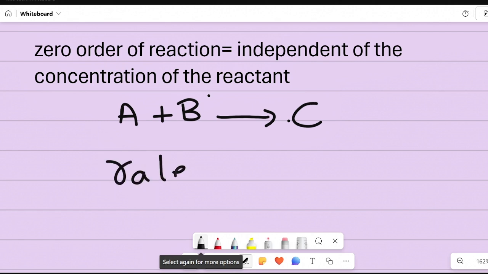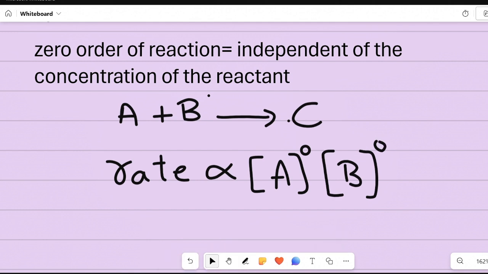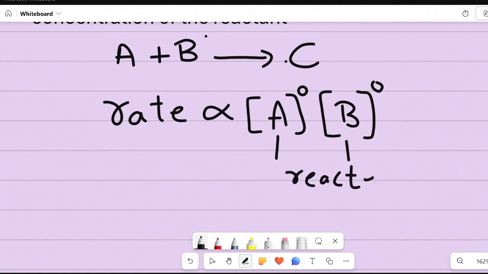You find out that the rate is not affected by the concentration of A raised to power 0, and it's not affected by the concentration of reactant B raised to power 0. Now you are thinking, what are these square brackets and what is this 0? Well, A and B are the reactants. The power on those square brackets gives you an idea about the order.